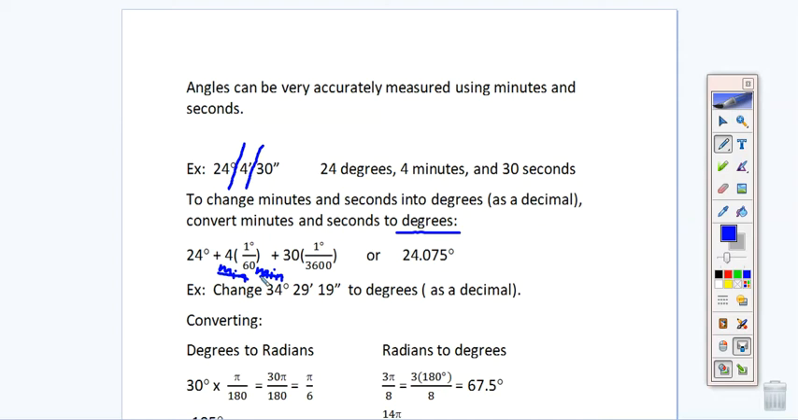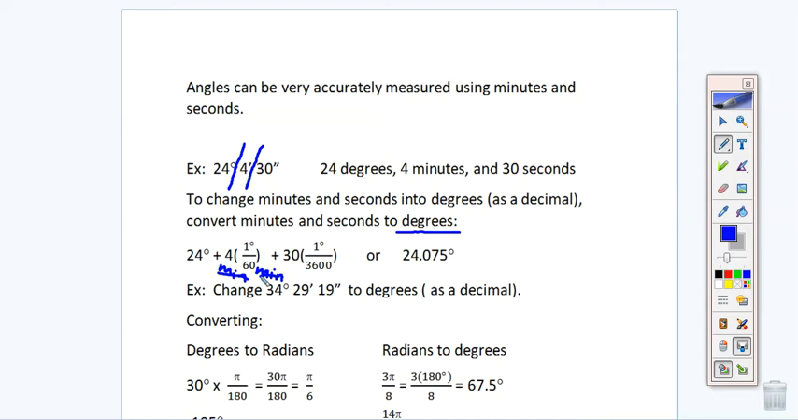Anytime you have minutes right here, you have to multiply by what over what, to change that to a decimal? If you ever have seconds as a listing for angles, you have to take 30 times what over what to change that into a decimal. Okay, because there's 3,600 seconds, which is the same as 60 minutes, right? There's 1 degree in 60 minutes, just like there's 1 degree in the same amount of time, 3,600 seconds.